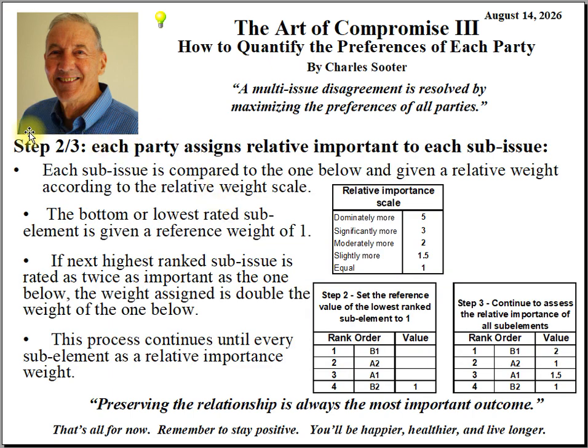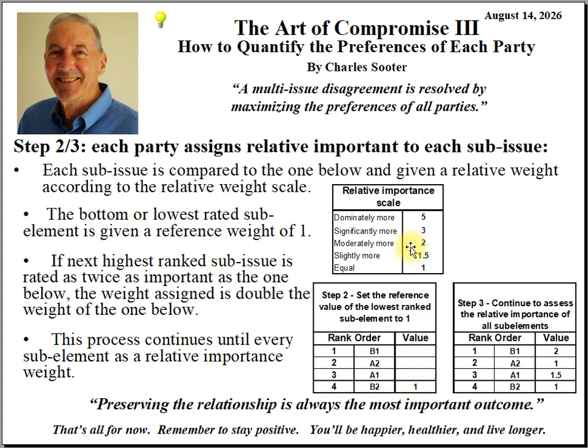Let's go on to step number 2. In order to determine their relative importance, we have to have some measure of it, and this is the scale that does that. We're going to compare pairwise each element in turn, moving from bottom to top. We're going to compare A1 to B2, A2 to A1, and B1 to A2. And we're going to find out how much more important A1 is to B2. To begin with, we give B2, the lowest ranked element, a reference value of 1.